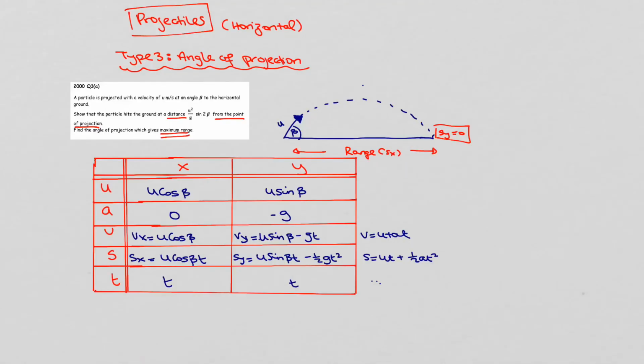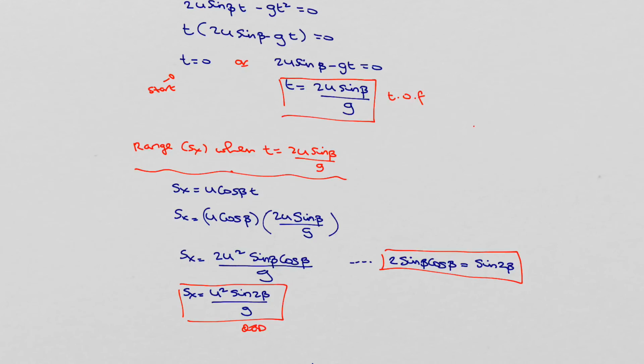Okay, so if we go back to the start of the question, it says show the particle hits the ground at a distance u squared over g times sine 2 beta, which we've just done. And now we have to find the angle of projection which gives maximum range. Now maximum range, if I'm looking at S of x there, we just showed that S of x is equal to u squared over g sine 2 beta. So for that to be a maximum range, well, the maximum range can only occur when the angle is at its greatest, in other words, when sine 2 beta is equal to 1.